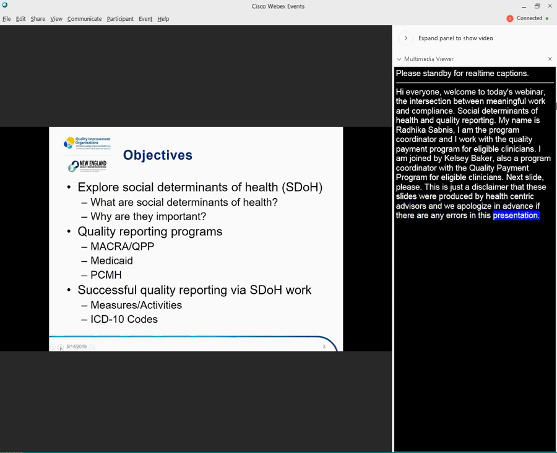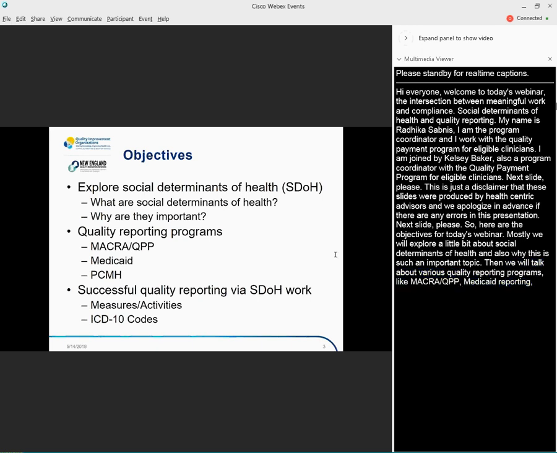So here are the objectives for today's webinar. Firstly, we will explore a little bit about social determinants of health and also why this is such an important topic. Then we will talk about various quality reporting programs like MACRA, QPP, Medicaid reporting, as well as patient-centered medical home or PCMH reporting. And we will also go over a few relevant quality measures and activities and ICD10 codes.